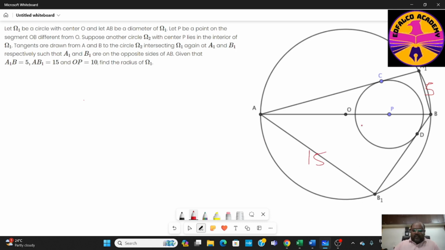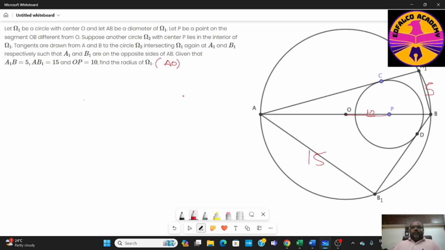And OP is given as 10. OP is this from here till here. From here till here it is given as 10. So find the radius of sigma 1. So we have to find the radius of the bigger circle. That means AO we have to find. Basically we have to find AO.